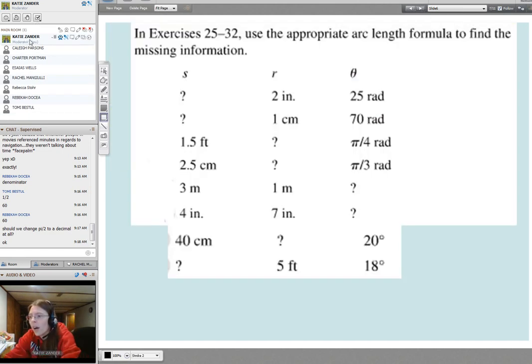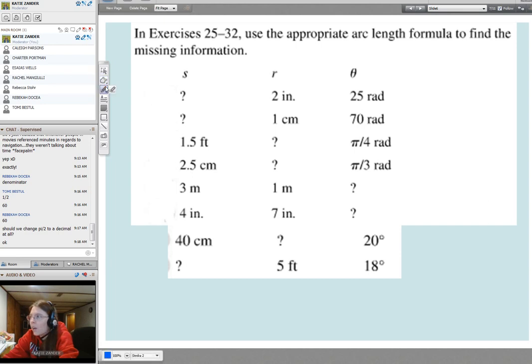All right, so I believe this is actually found in your book as well. We're going to go ahead and fill in the chart. We'll do a couple of them together, and then I'll let you guys fill in the rest of them there. All right, so notice you've got S, R, and theta. And then you have a question mark in certain spots for these, and we have to answer what the question mark is going to be.